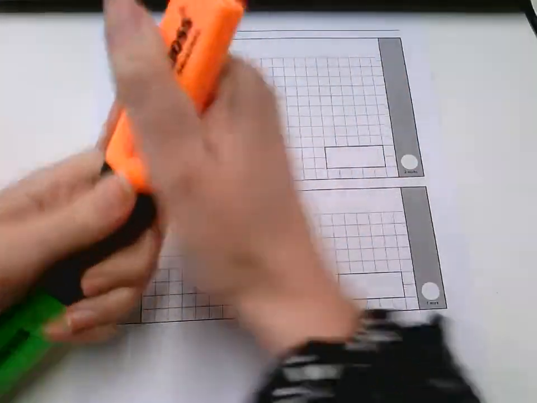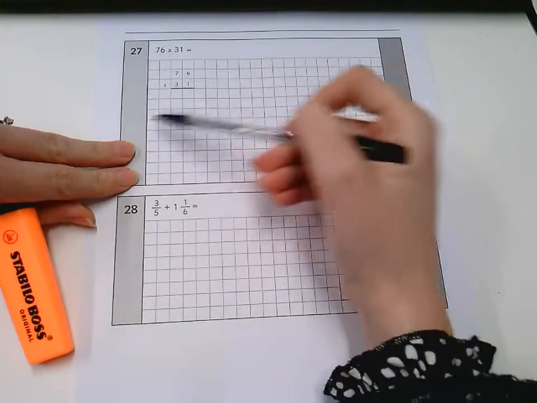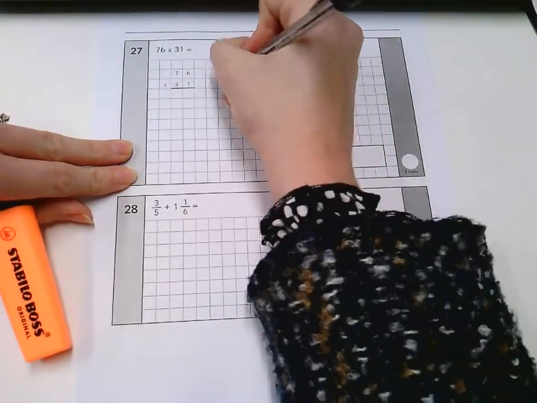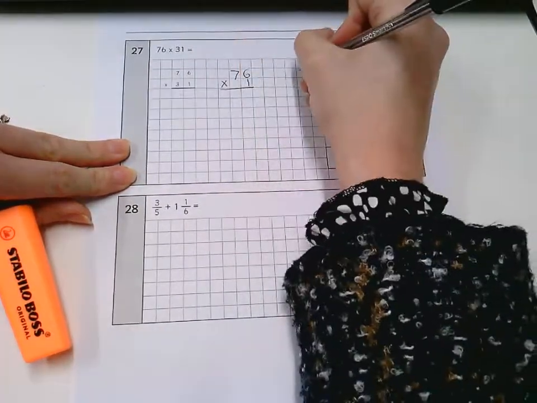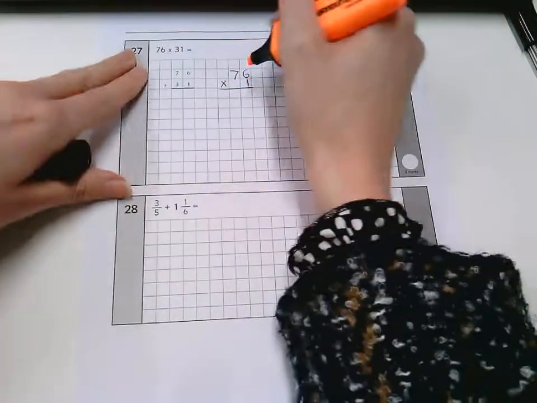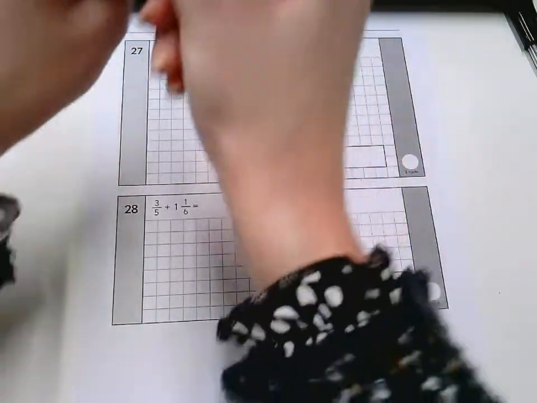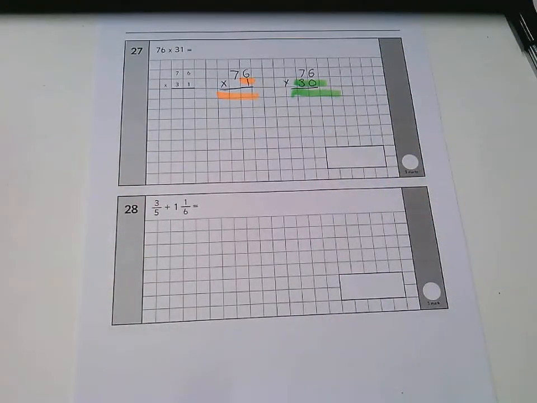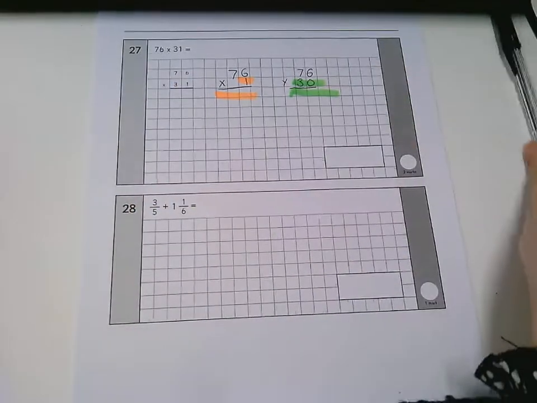Right, 27, 28. 27 is a 2-marked question. So you can work it out in the compact method if you want to. All I'm going to do, because this is how we did it, is partition up 31. So I'm doing 76 times 1, and I'm doing 76 times 30, and then I'm going to add them together. It's the same as this method, it's just a different way of laying it out.